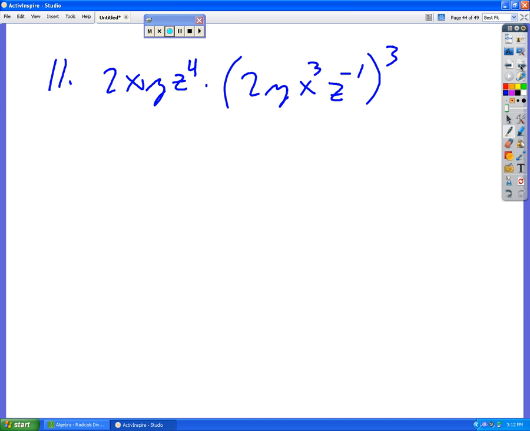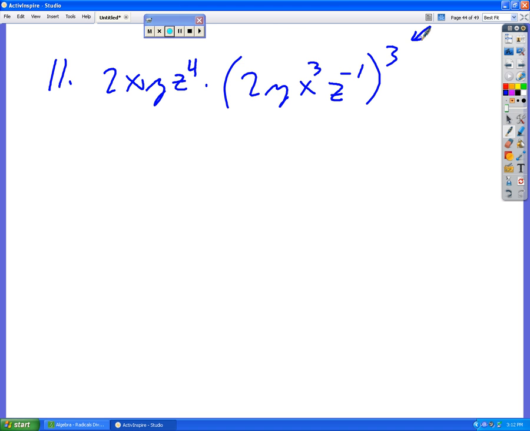Number 11. Going backwards. First, we have no zeros. We do have parentheses. Can I do anything inside of the parentheses? No, it's as simple as it goes. So let's go ahead and raise everything to the third power.